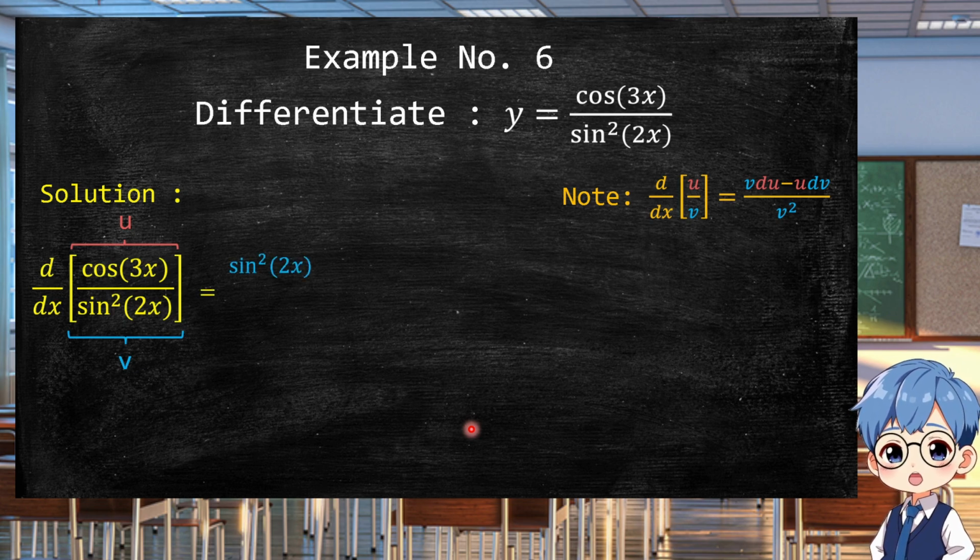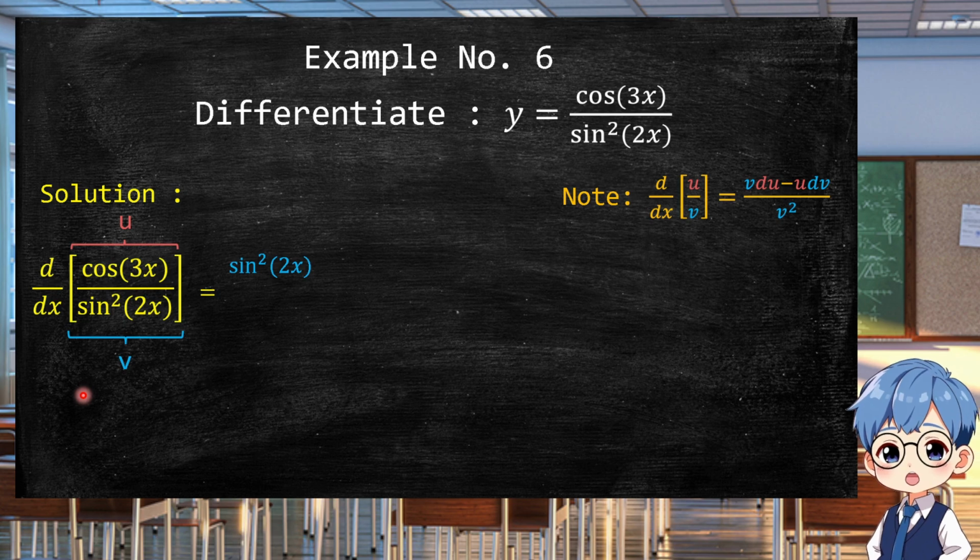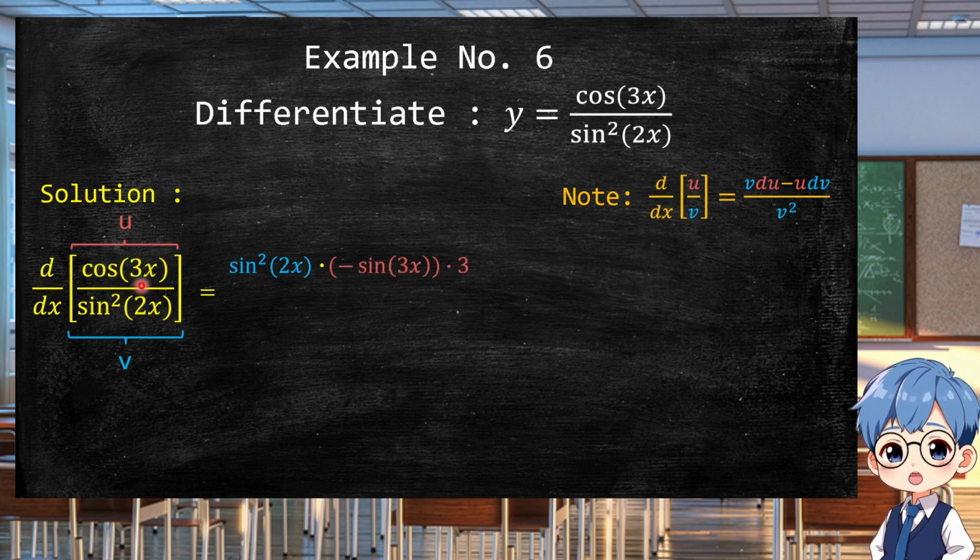So we write first sine squared 2x, then get the derivative of cos 3x. So the derivative of cos is negative sine, so that's why we have here negative sine 3x, and of course the derivative of the angle 3x is just 3, minus u dv. Here u is cos 3x, and then here we have an exponent, so we will use the chain rule again.